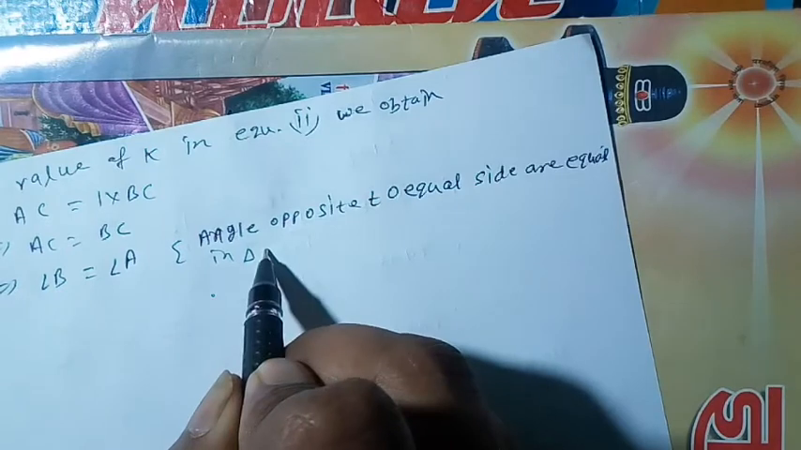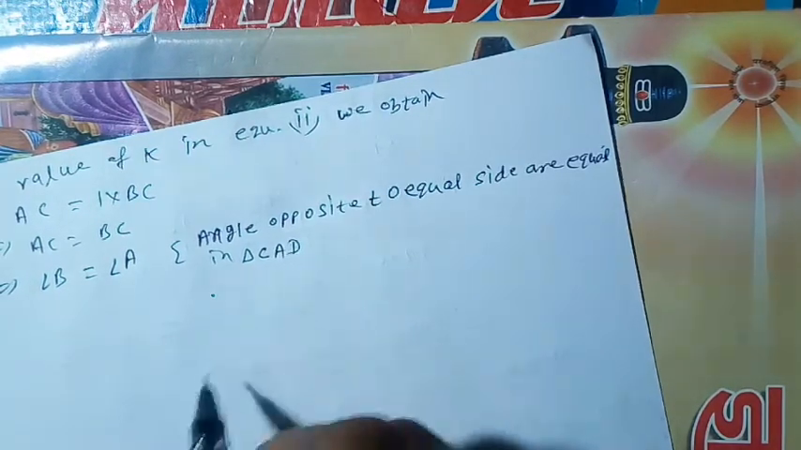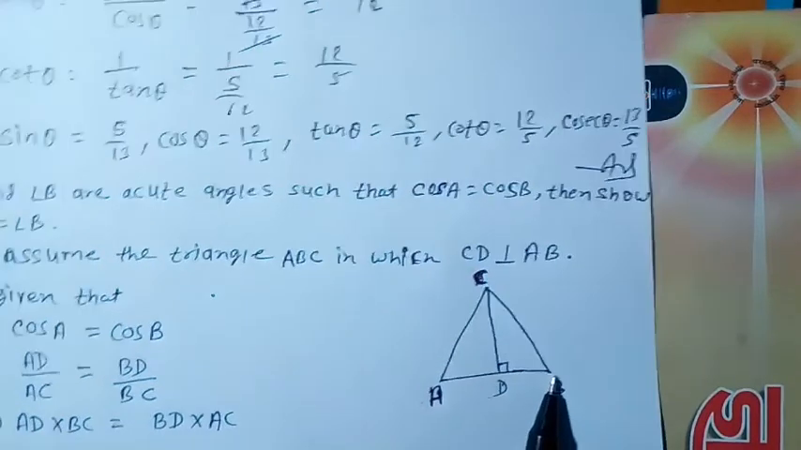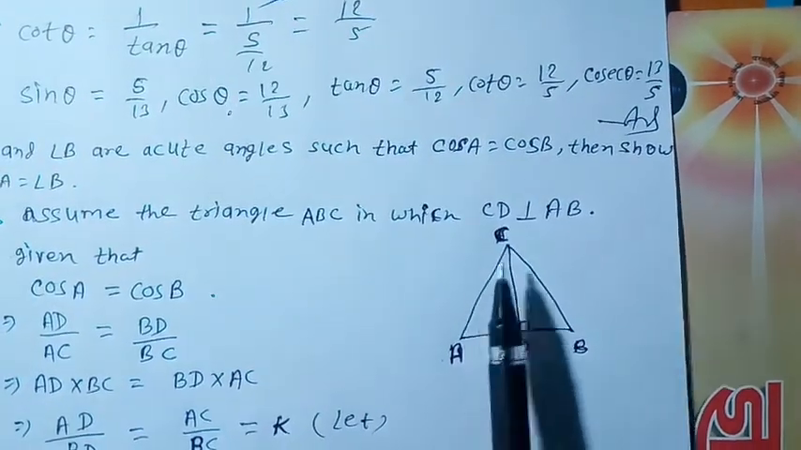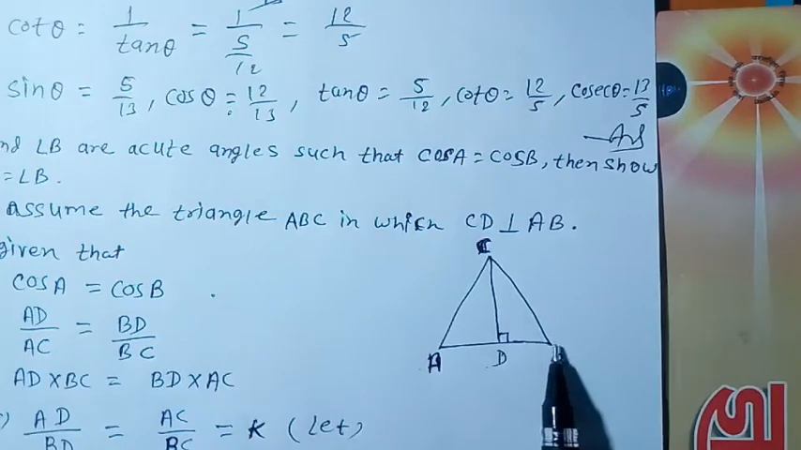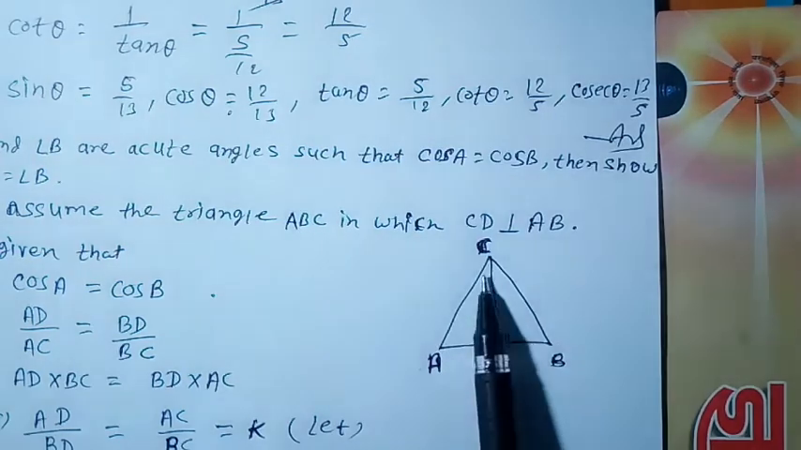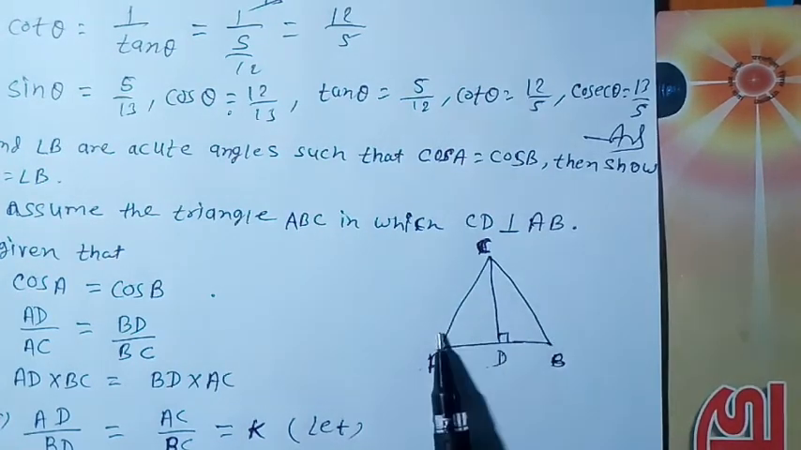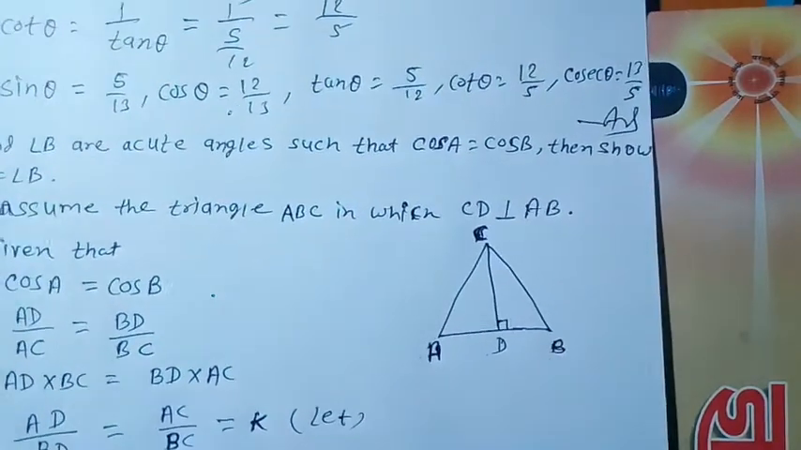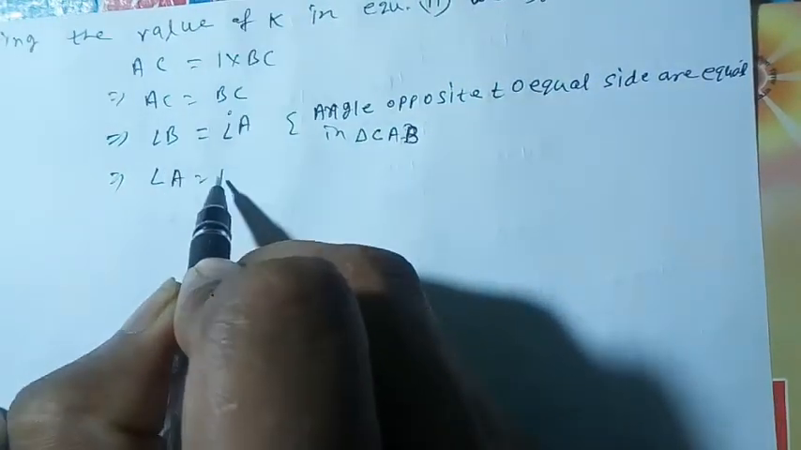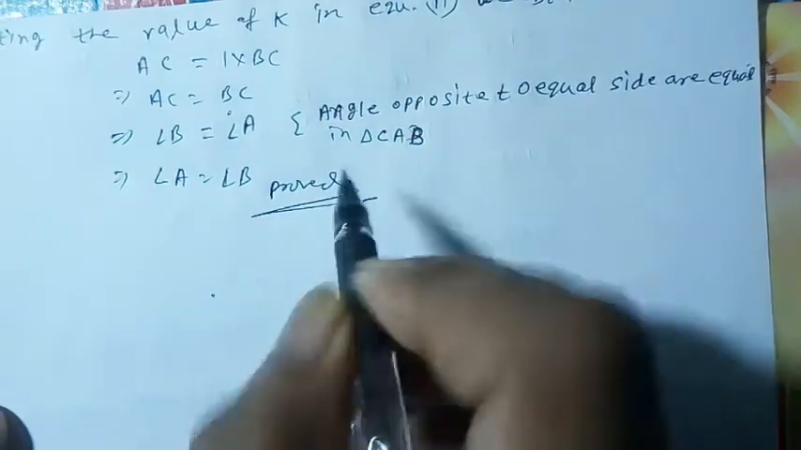In triangle CAB, AC is equal to BC. So opposite of side AC is angle B, and opposite of side BC is angle A. So angle B is equal to angle A, implies angle A is equal to angle B. Proved. Now the next question.